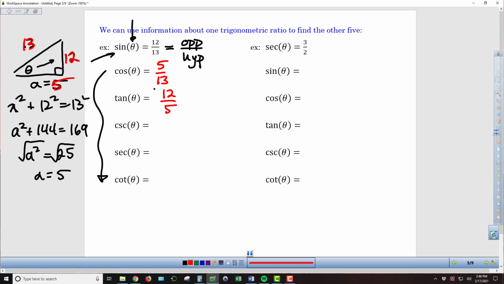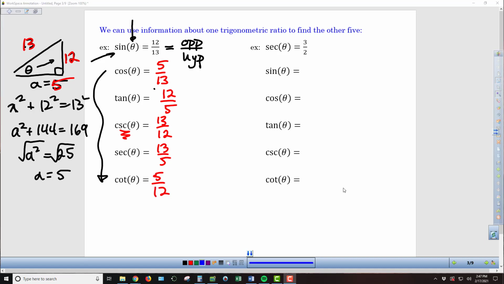And then cosecant, secant, and cotangent are the reciprocals of sine, cosine, and tangent. So cosecant is the reciprocal of sine, so sine is 12/13. So cosecant is going to be 13/12. Secant is the reciprocal of cosine, so 5/13 flips to 13/5. And then cotangent is the reciprocal of tangent, so 12/5 flips to 5/12.